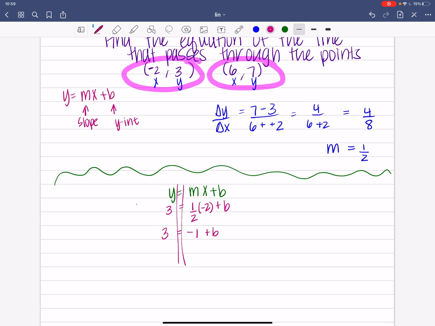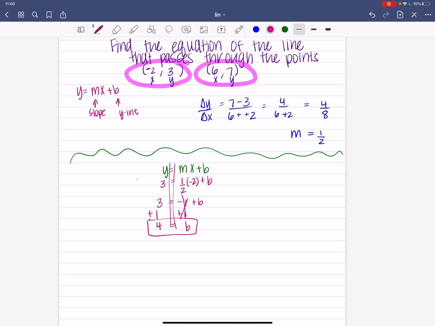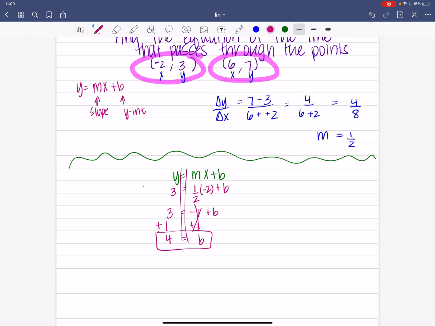Okay, now to get b by itself, I need to get that negative 1 out of the way. Well, negative 1 is positive, so to get out of the way, I'm going to add 1 to both sides. Negative 1 plus 1 is 0, so I can go ahead and just mark that out. 3 plus 1 is 4. So I found my y-intercept. So now, ask yourself, do a little running checklist. Need two things. Need slope, y-intercept. Do you have those things?